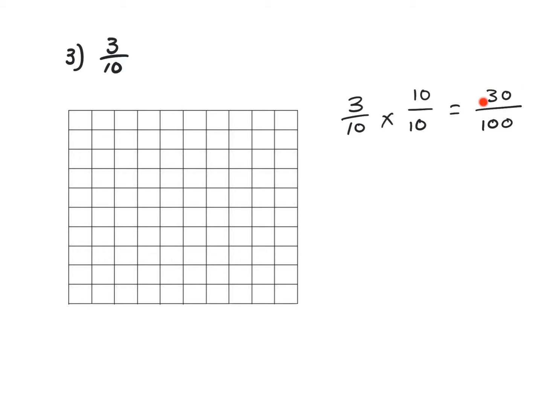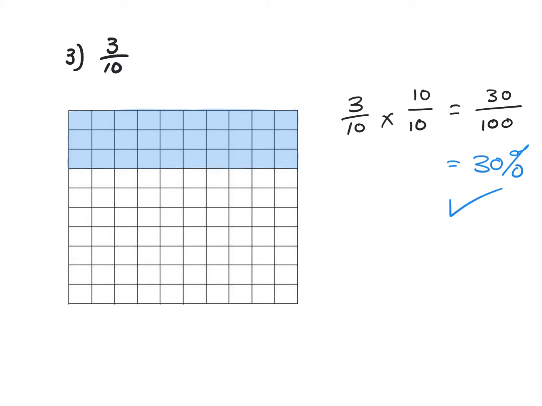And now all I'm going to do is color in 30 squares and I'm going to convert that to a percentage, which looks something like this. There we go. I've colored in 30 squares out of a possible 100. So therefore 30 over 100 is equal to 30%. Alright, well done.